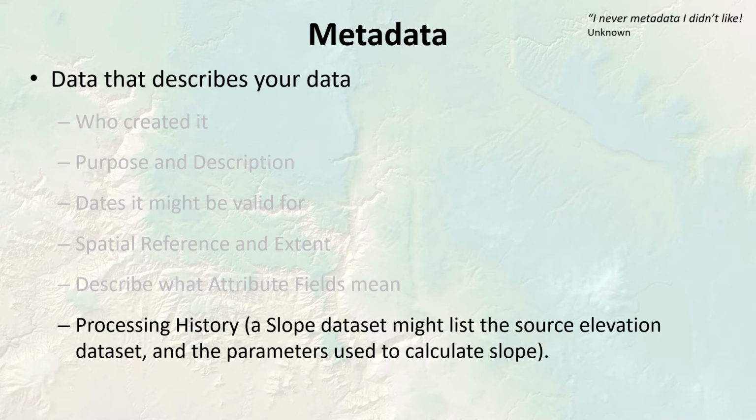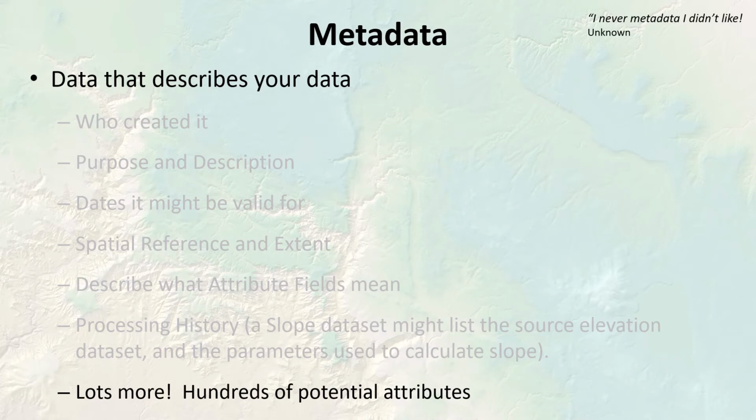Metadata can also include processing history, and this can be really critical. You might get a raster data set of slope values. Well, all you have is a bunch of slope numbers. Are these slopes in percent slope, or are they in degrees? That information is often not part of the raster data set in any easy way, but it might be in the metadata. The metadata might list the parameters by which the slope data was calculated from the original DEM. And in this case, it will tell you that it was created as percent or as degrees. This can be really, really important. Now, there's hundreds of potential attributes that are stored in metadata. So there's a lot there.